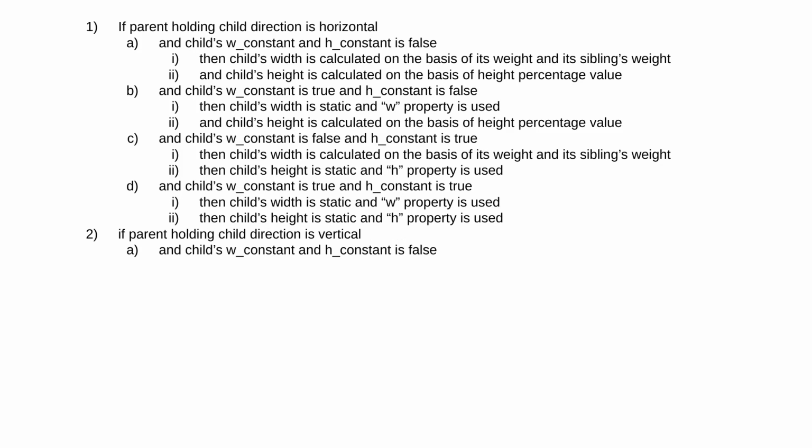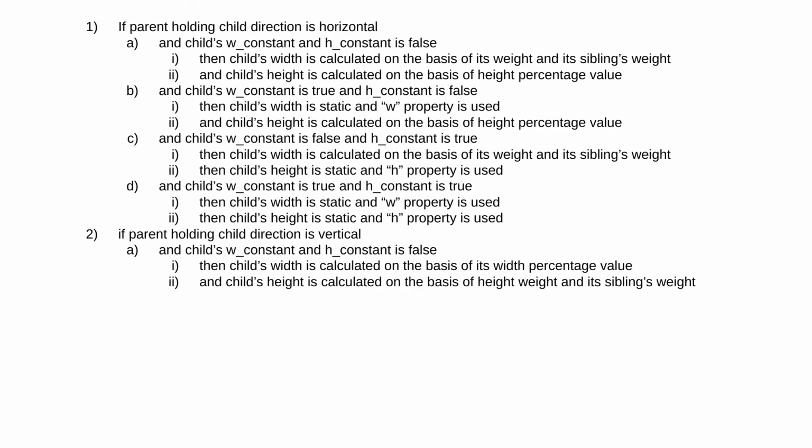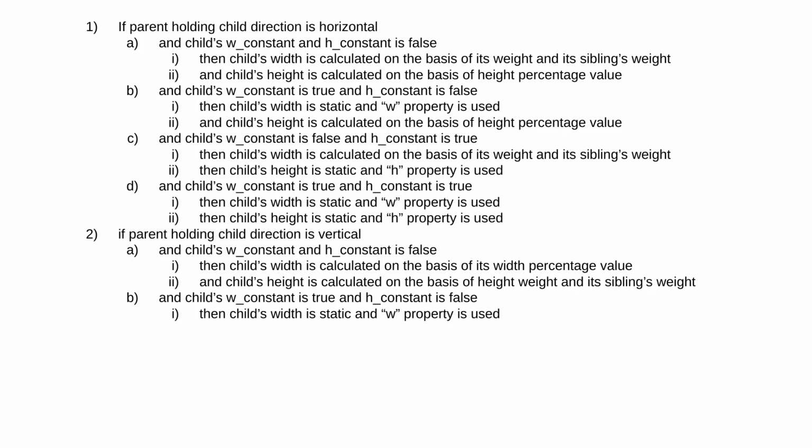There are still 4 rules defined by the W constant and H constant property. The first rule is, if the child's W constant and H constant are false, then the child's width is calculated on the basis of the W per value, while its height is calculated on the basis of its weight and the siblings' weight for height.